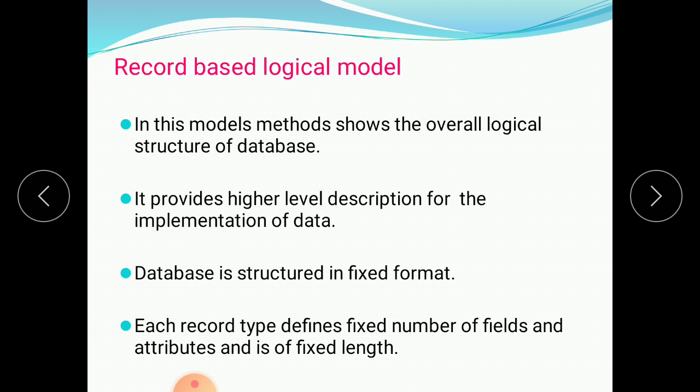Then each record type defines a fixed number of fields and attributes, means if you want to prepare any table, we should define its number of fields, means number of attributes. For example, if you want to prepare the student result sheet table, what comes in it? Student name, roll number, address, date of birth, subject names, total, average. All this information about that student is called the attributes or fields of that table.